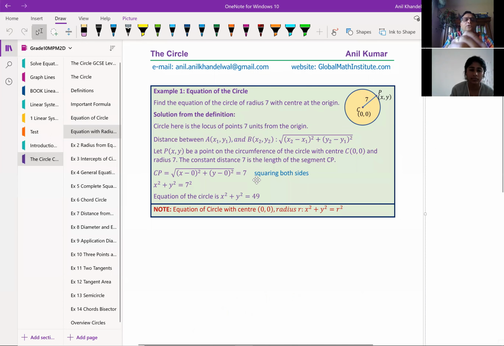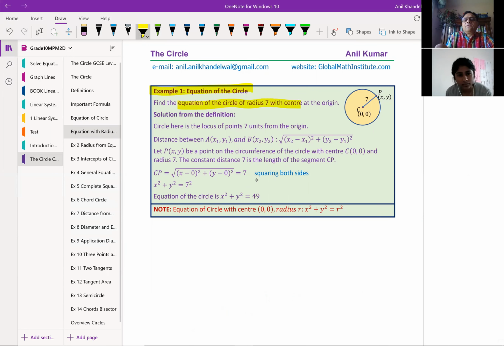So again, we'll look into example 1, equation of circle. Find the equation of circle with radius 7 and origin at center. What should be the equation? Origin at center, radius 7. Well, x square plus y square is 7 squared. Done. Correct? Right?